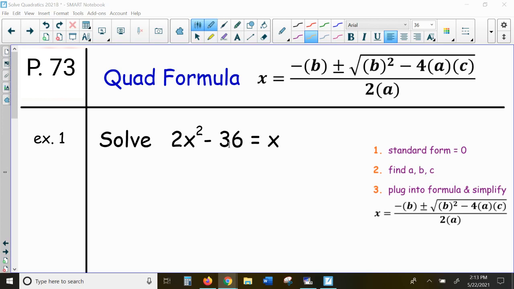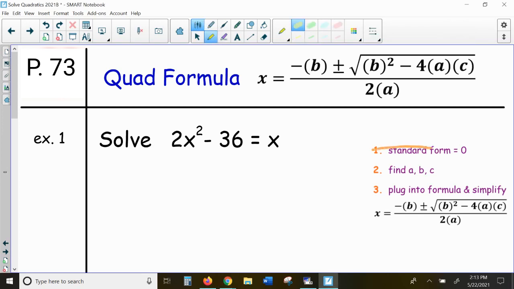Okay, ready to go? Our first step is that we're going to put this in standard form. I would put that off to the right-hand side in my notebook, put a little number 1, standard form equals 0. Standard form equals 0 means that I need 0 on this side or this side. Doesn't really matter which one, it has to equal 0.